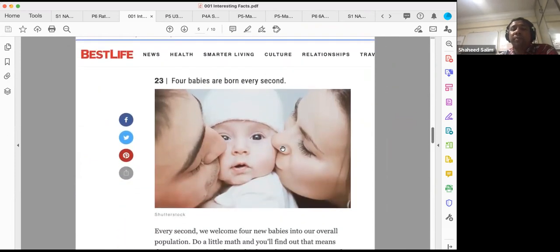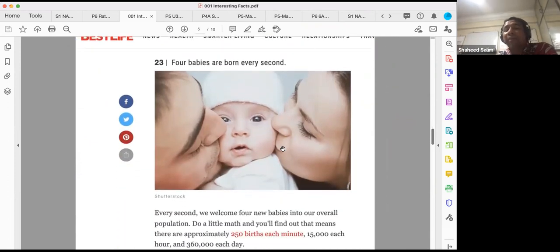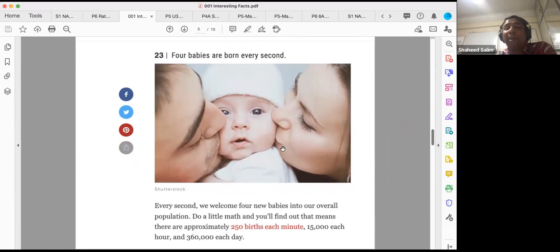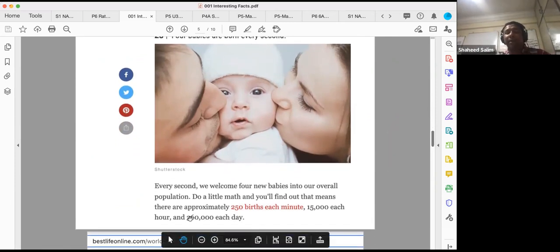And the last one, remember I said 2 persons die every second? Well, they found out 4 babies are born every second. So 4 babies born, 2 persons die, never mind, there's 2 extra. Every second there are 2 more lives being added. 4 lives added, 2 lives taken away. That means every day 360,000 babies are being given birth to. So the population is getting more and more.